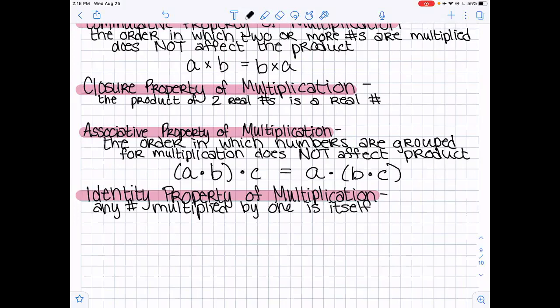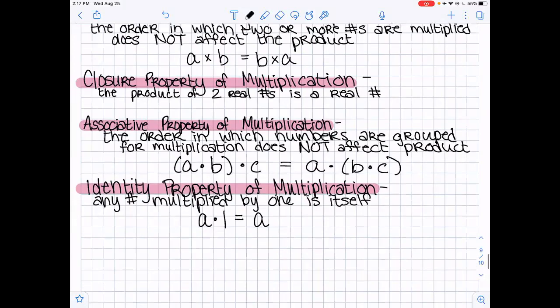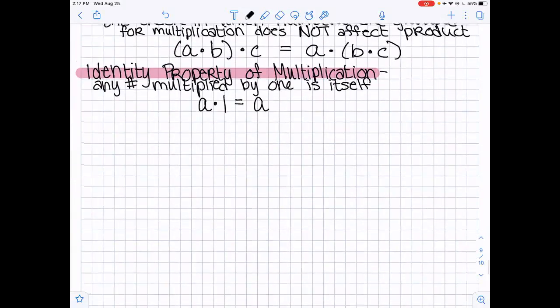I told you it was identity. So A times 1 equals A. It doesn't matter what A is. You always get that number back. There is this thing called an identity element. Yesterday it was 0. The identity element of multiplication is 1.